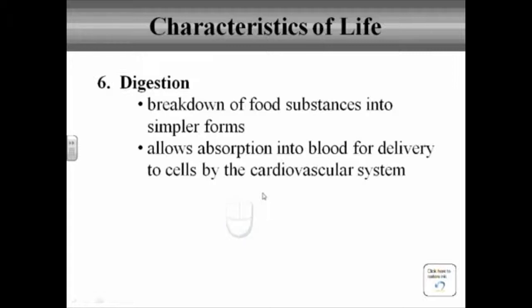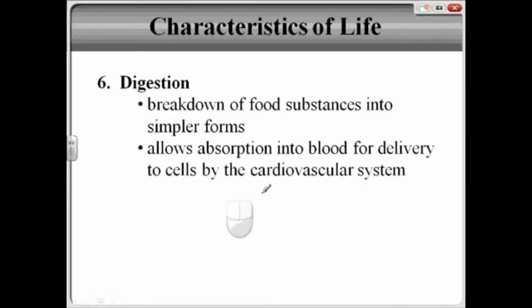Digestion is another key characteristic for living things. Basically, it's breaking down what you eat and consume into a simple form. The reason that food needs to be broken down is so that it can be absorbed into the bloodstream and carried through the cardiovascular system to all of your different cells. So the idea of eating a piece of bread: your body doesn't absorb bread, but it will absorb glucose molecules from the bread.